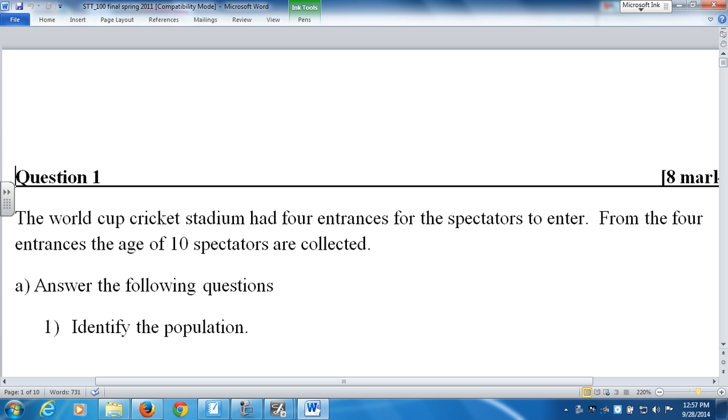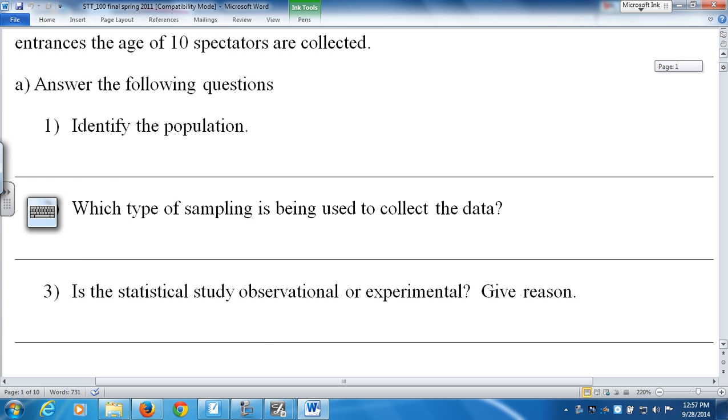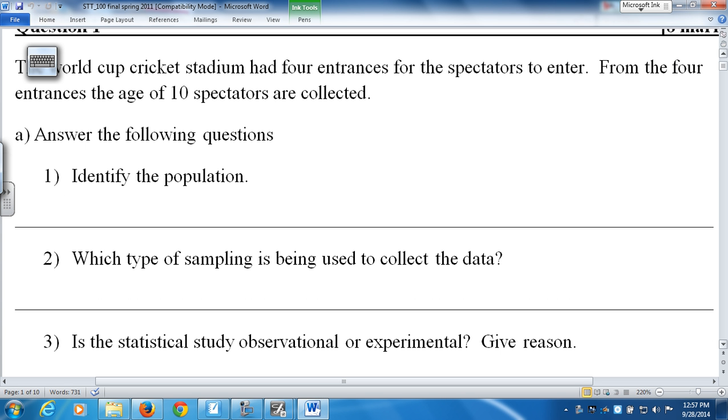The second question is: what type of sampling is being used? Of course, we don't have types of sampling anymore because we don't use this in the new book. But in the old book, we used to have a lot of sampling techniques. Yes?